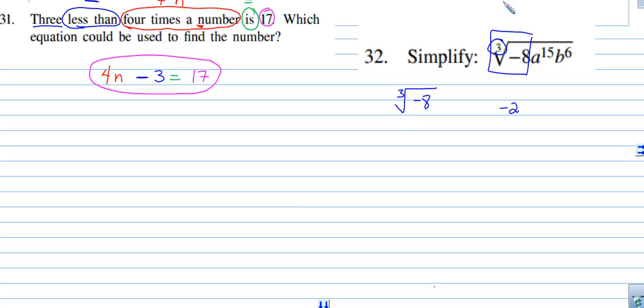Well then, this is the division sign for exponents. See how it's a small number? It goes with the other small numbers. So you divide it by 3, you divide it by 3, and so you get a to the 15 divided by 3, and b to the 6 divided by 3. And so your final answer will be negative 2, a to the 5th, b to the 2nd. And that's the final answer.